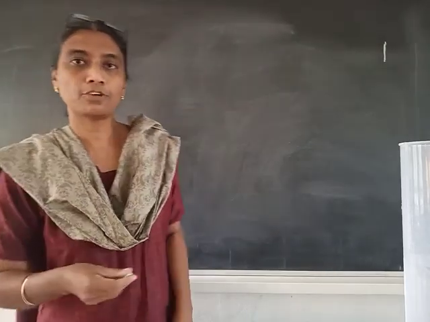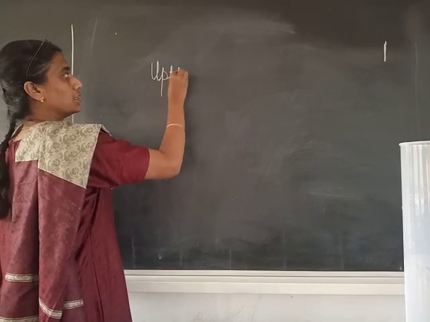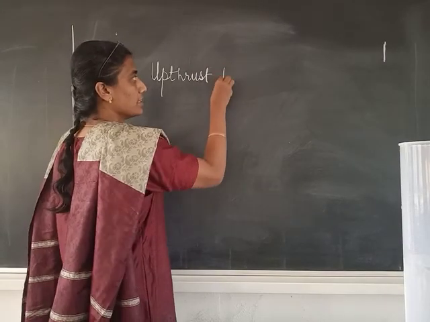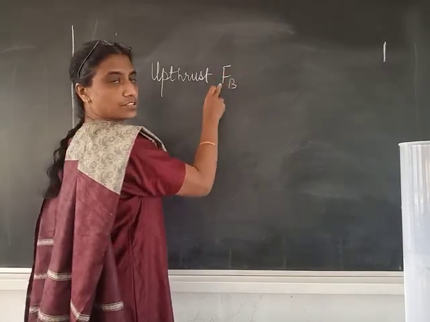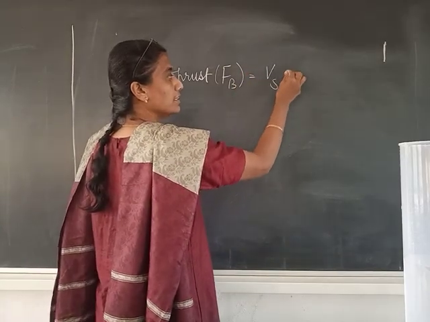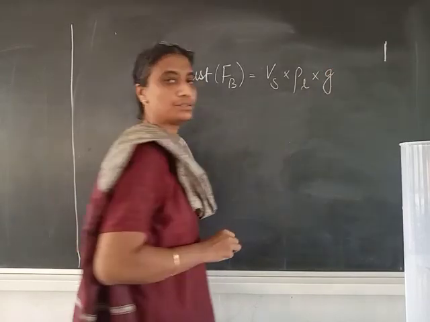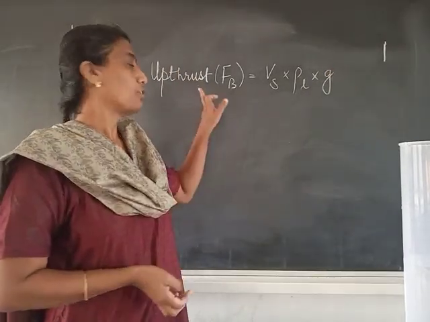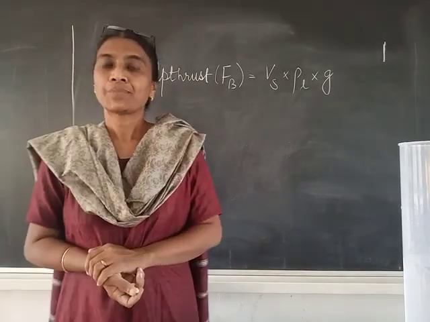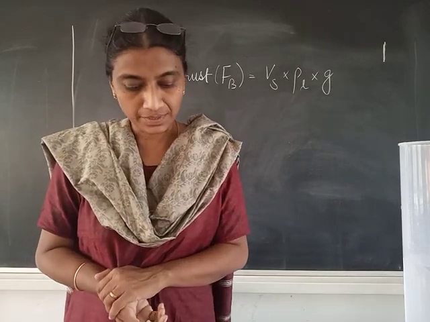What is the formula of upthrust? Let's quickly recollect it. Upthrust is generally represented as FB, buoyant force, FB, is equal to volume of solid into density of liquid into acceleration due to gravity. This is the formula for upthrust. Now, the next heading that we are going to see is effect of upthrust.